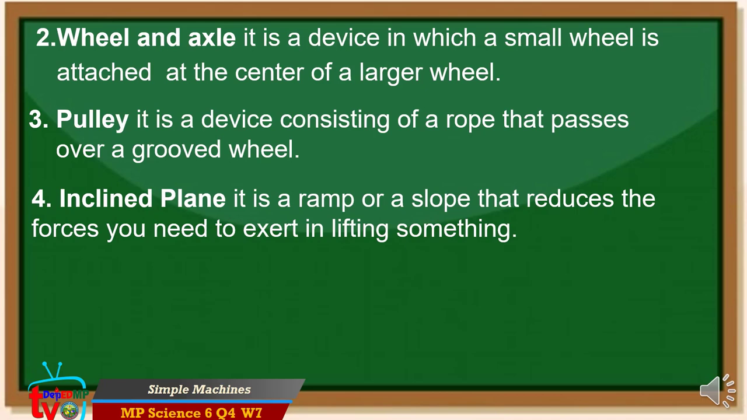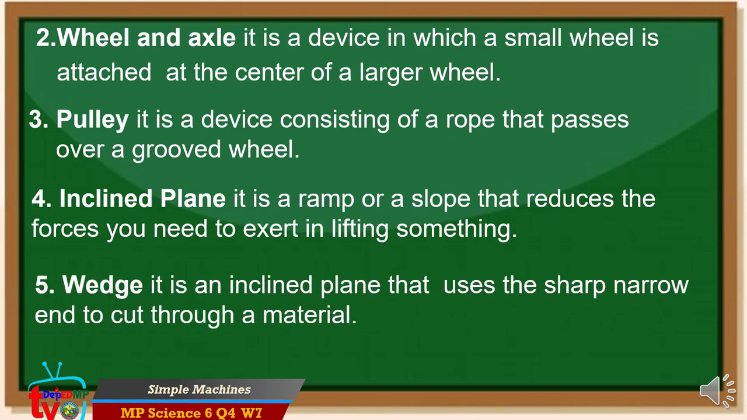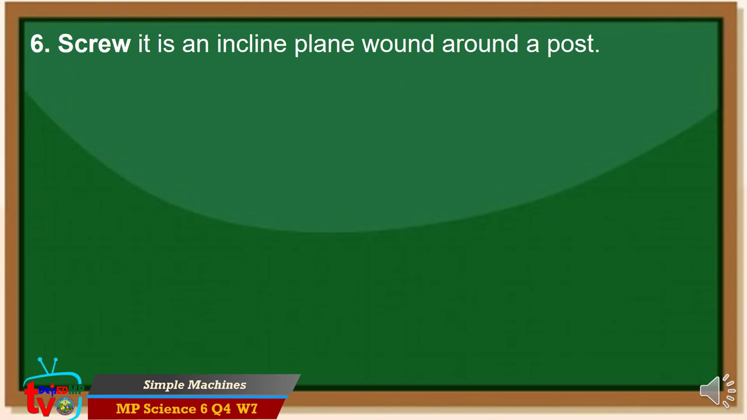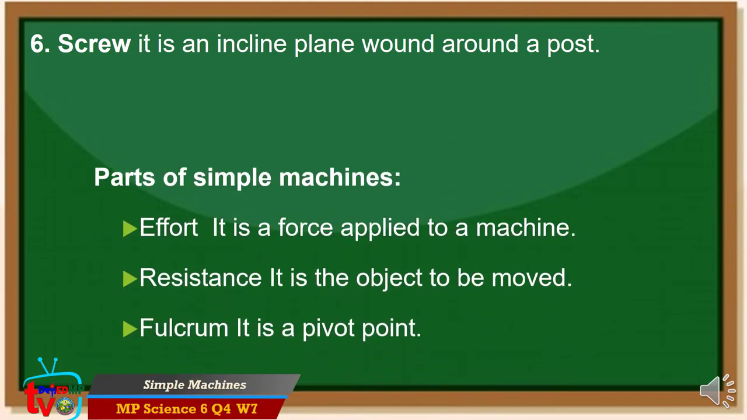Number 4. Inclined plane. Inclined plane, it is a ramp or a slope that reduces the force you need to exert in lifting something. Number 5. Wedge. Wedge, it is an inclined plane that uses the sharp narrow end to cut through a material. Number 6 is a screw. A screw, it is an inclined plane wound around a post.